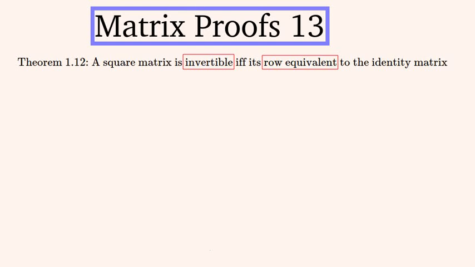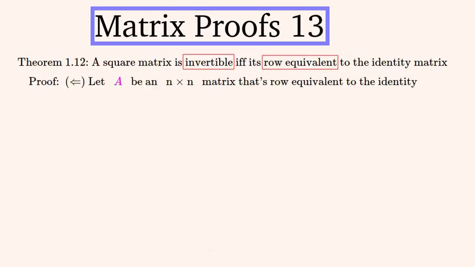Hello and welcome to this video about matrix proofs. In this video we'll prove this theorem, that a square matrix is invertible if and only if it's row equivalent to the identity matrix. This seems to be extremely obvious and therefore difficult to prove. So we'll solve it in the reverse direction first because it's easier.